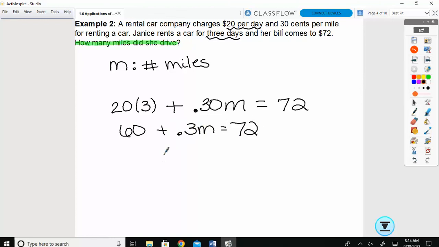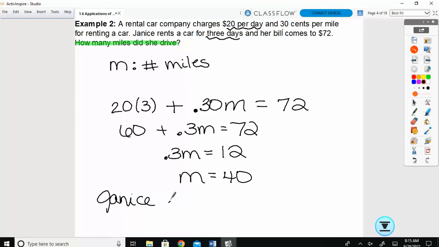Now we solve for m. Subtract over the 60. Divide by 0.3. 40. So, the answer makes sense. We just have to answer in a sentence. The question was how many miles did she drive? So, 40 miles.